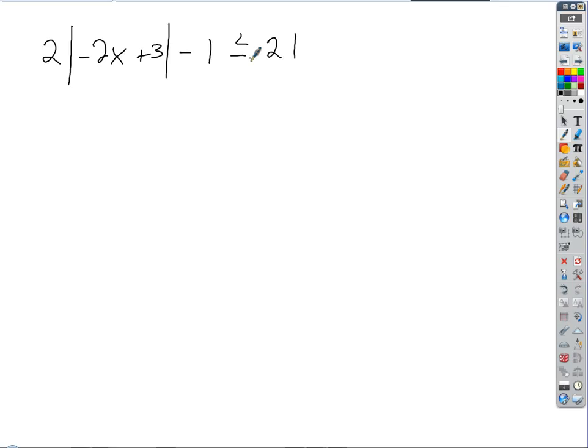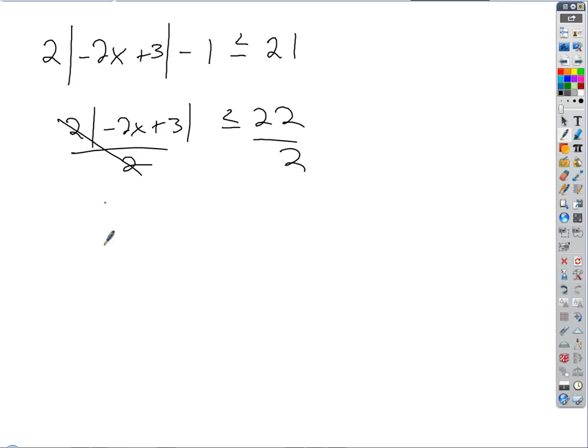Matthew, what do I have to do for it? Say it again? Add 1. Got to add 1, and what else? Divide by 2, good. So I have to isolate the absolute value, and then I can make my trade. So if I add 1 to both sides, divide by 2, you said, right? Yep. Now I get the absolute value of negative 2x plus 3 is less than or equal to 11.